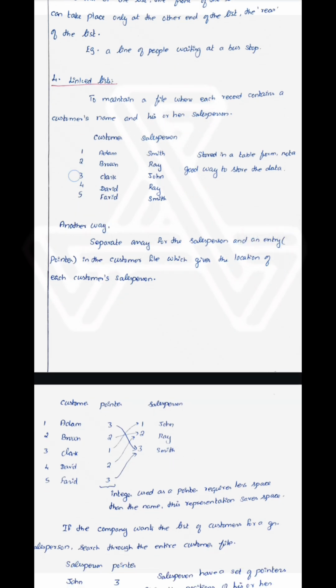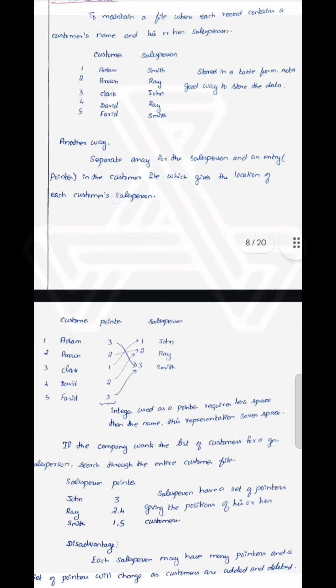Linked list: to maintain a file where each record contains a customer's name and his or her salesperson. Linked list stored in a table form. Note, it is a good way to store the data. Adam, Smith, Brown, Ray, Clark, John, David, Ray, Farid, Smith.